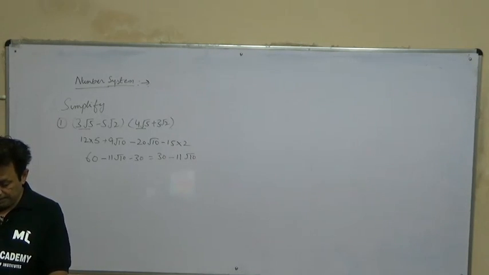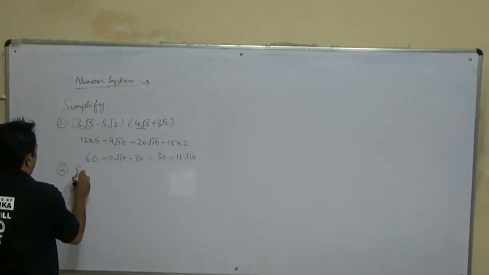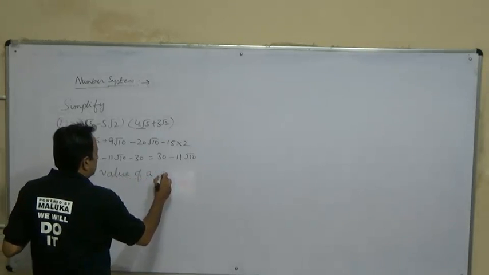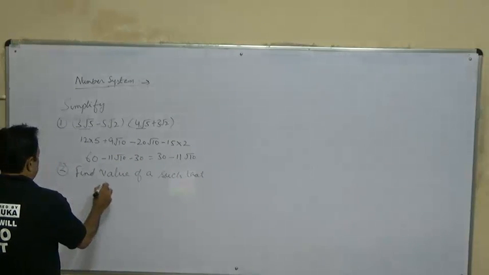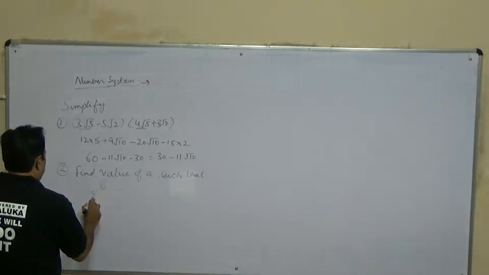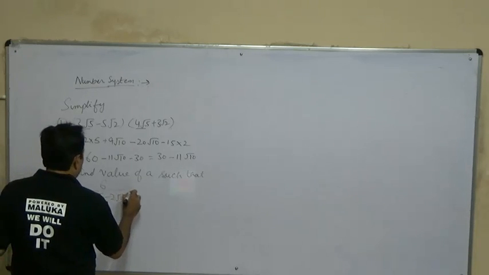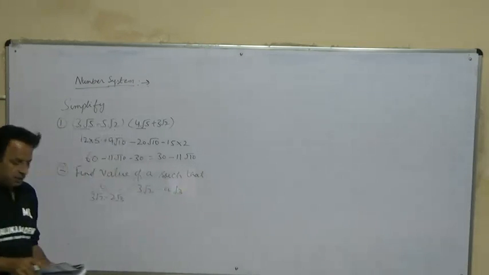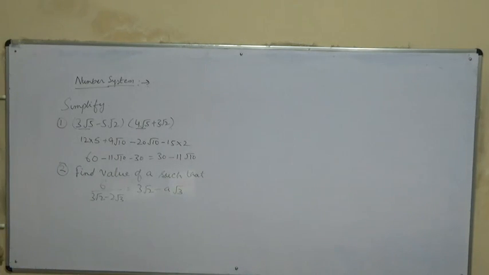The next is, find the value of a such that 6 upon 3 root 2 minus 2 root 3 equals 3 root 2 minus a root 3. So here we have to find the value of a. So first we will simplify the left hand side.